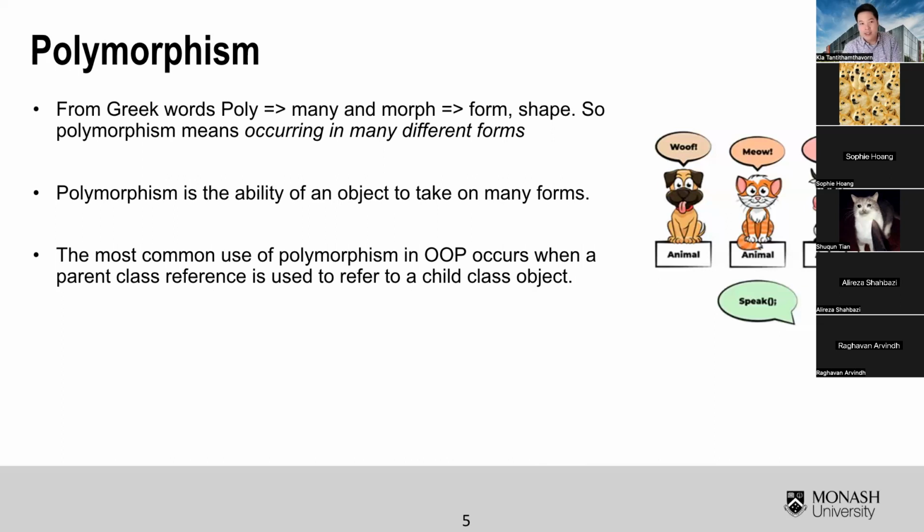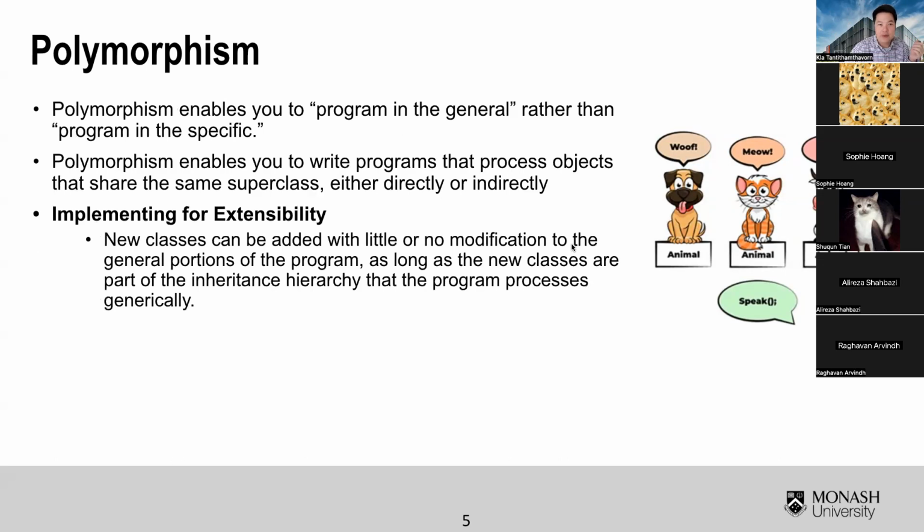And polymorphism, what is that, right? In the Greek words, actually poly means many, and morph means form. That means form or shape, right? So polymorphism means that something can occur in many different forms. Polymorphism is the ability of an object to take on many forms. And we normally use polymorphism in OOP when a parent class reference is used to refer to a child class object, right?